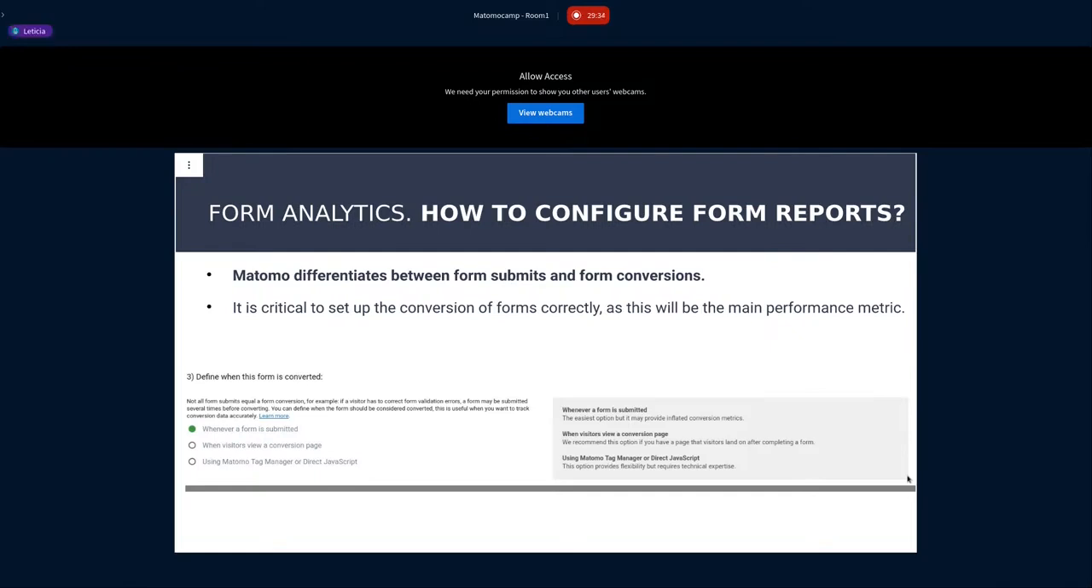And here we can see that we have a third option that is whenever a form is submitted. This option collects all successful and unsuccessful form submissions. So it's easy to configure this way, but it may not be as accurate a measurement because we can have inflated conversion metrics because we are not measuring only the successful submits. We are measuring any kind of submit, and maybe we are measuring this way as a conversion the errors or the problems that the user is having when trying to send a form.